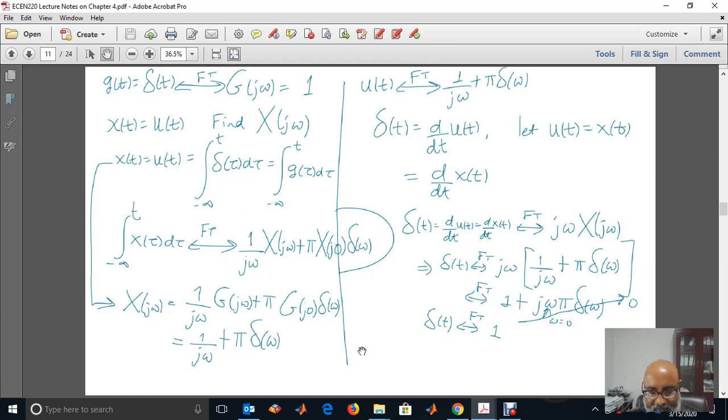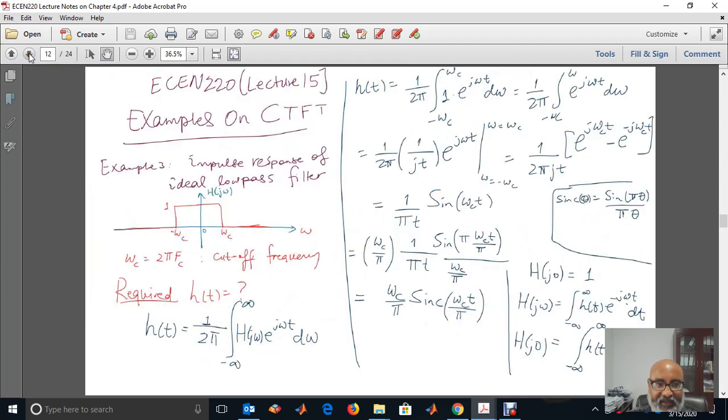Therefore, what is the derivative of unit step? We found it here using the integral property. So put here j omega times 1 over j omega plus pi Dirac omega. So j omega cancels j omega, leaving 1, plus j omega times pi Dirac omega. Because Dirac omega is defined at omega 0, so omega is 0, this part will become 0. That means the final result is 1, which is the Fourier transform of the impulse is 1. So this is the integral property and the derivative property.